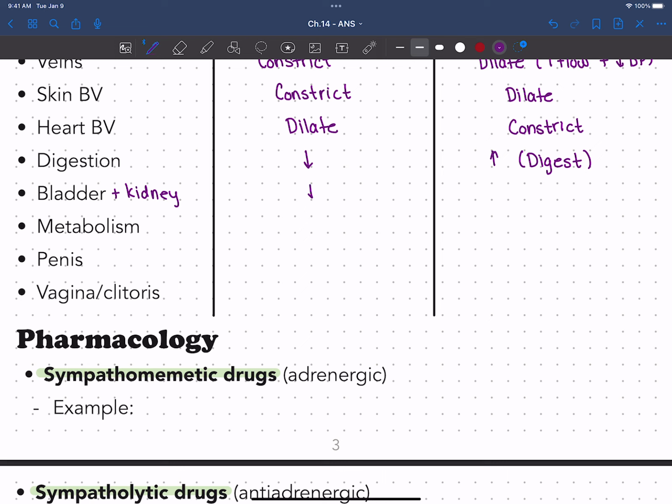And the same is also true with the bladder and the kidney and urinary functions. Right? So it is inhibited and decreased during a sympathetic response, and it is increased during a rest and digest parasympathetic response. Right? And then with metabolism, so for metabolism, think of ATP production.